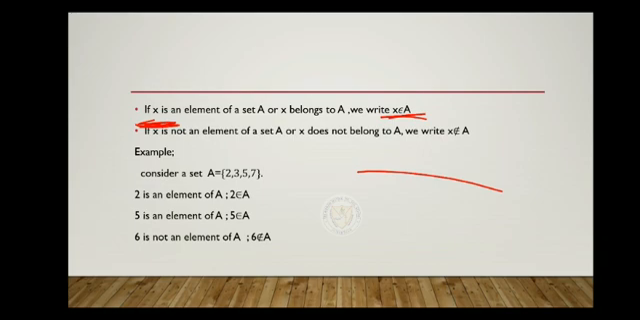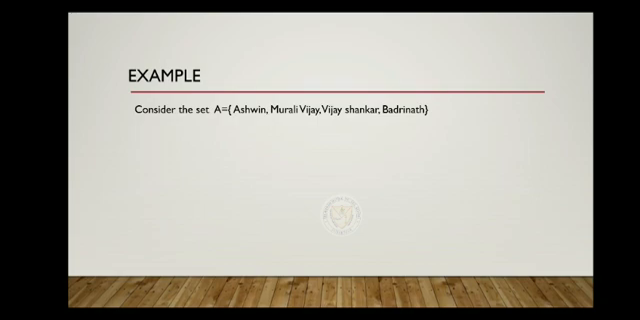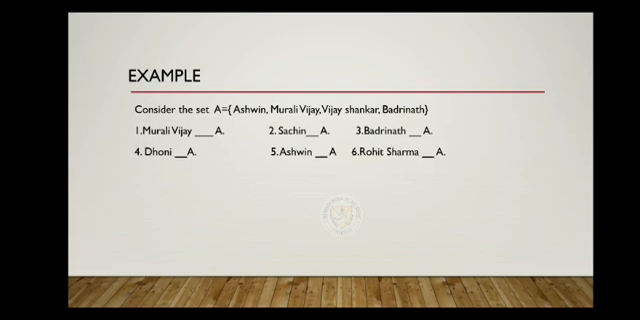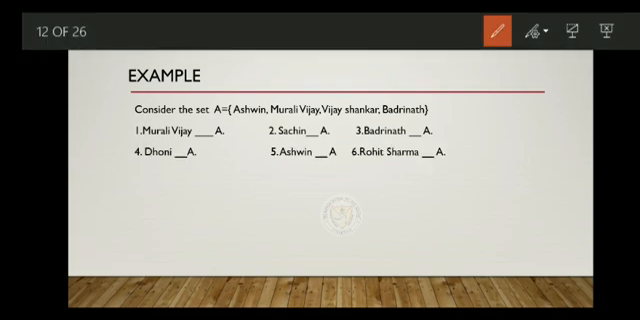So we'll see another example. Consider the set A is equal to Ashwin, Murali Vijay, Vijay Shankar, Badrinath. I think you can guess what this collection is. This collection is a collection of cricket players from Tamil Nadu who played for India. Right. So fill in the blanks here using the symbol belongs to or does not belong to. See the first one. Murali Vijay blank A.